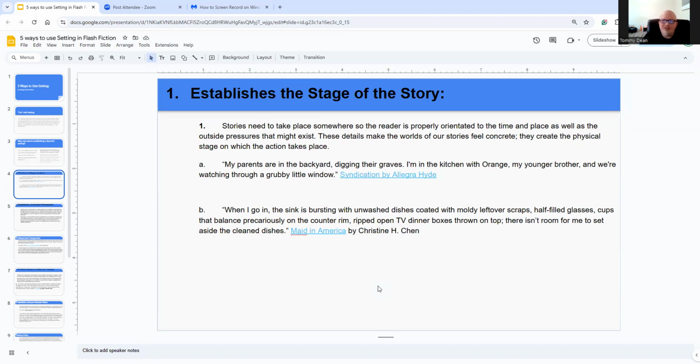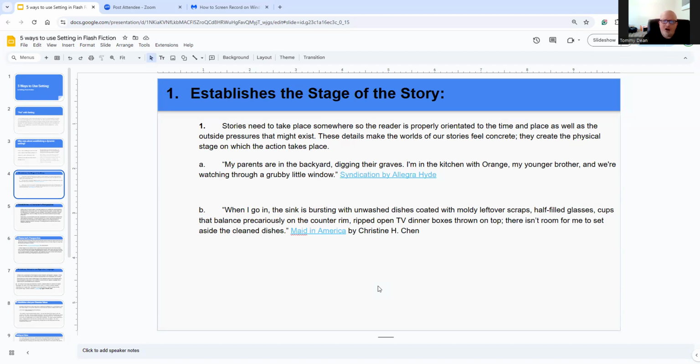These details make the worlds of our stories feel concrete. They create the physical stage on which the action takes place. And we often want something, some kind of container for knowing where these characters are going to be in the story. So here are 2 examples.